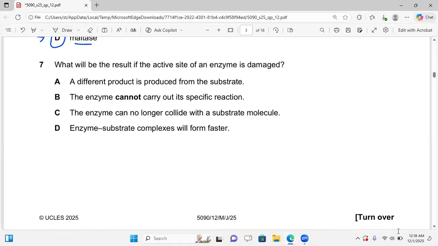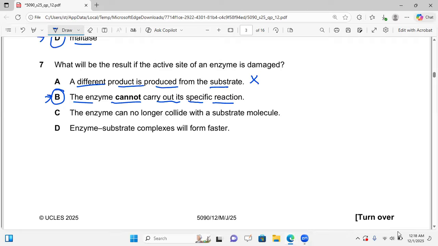What will be the result if the active site of an enzyme is damaged? For this one I will say a different product is produced from the substrate? No. The enzyme cannot carry out its specific reaction. That will be the correct answer. If the structure of the active site of an enzyme is damaged, then the enzyme cannot carry out the specific reaction.